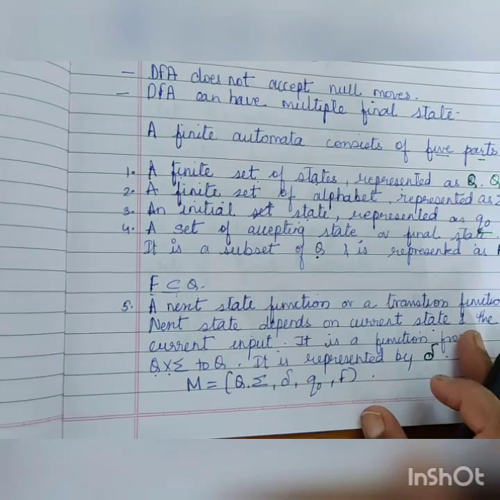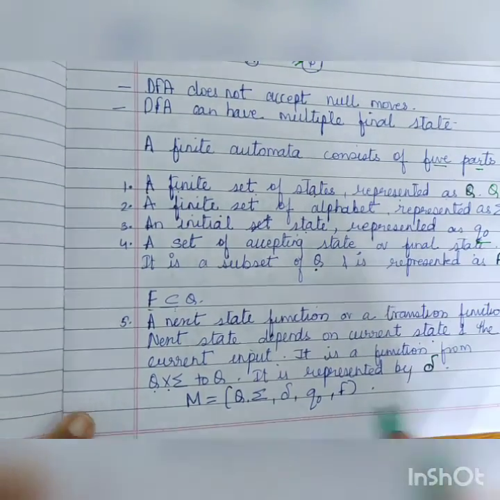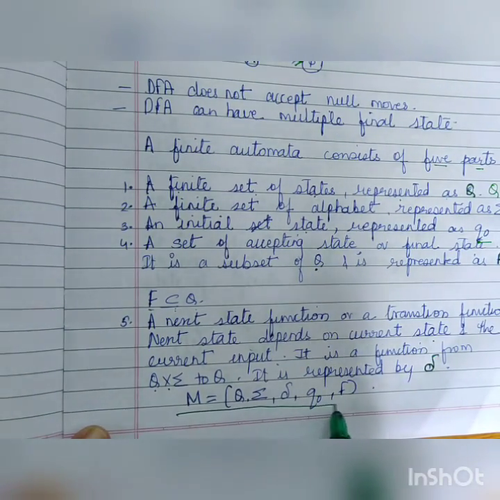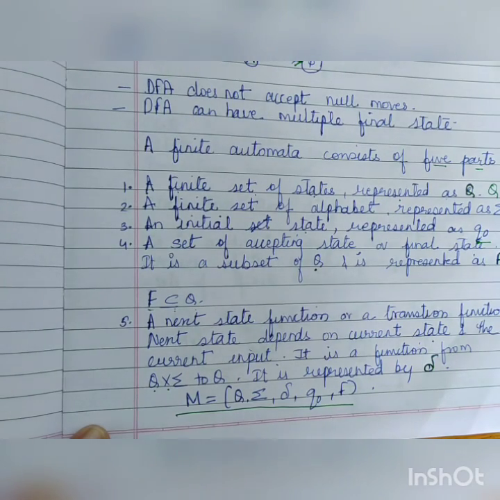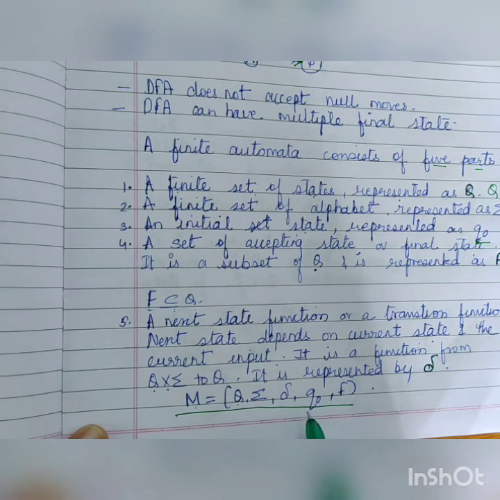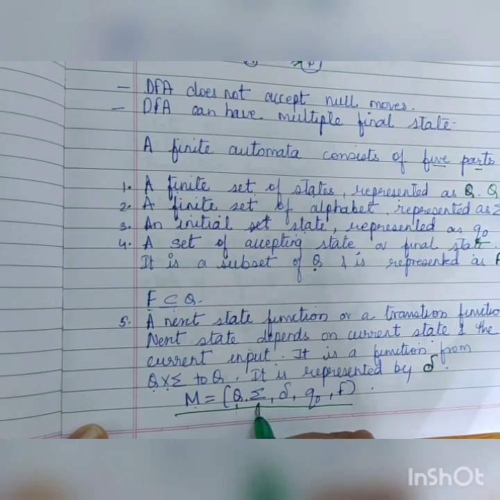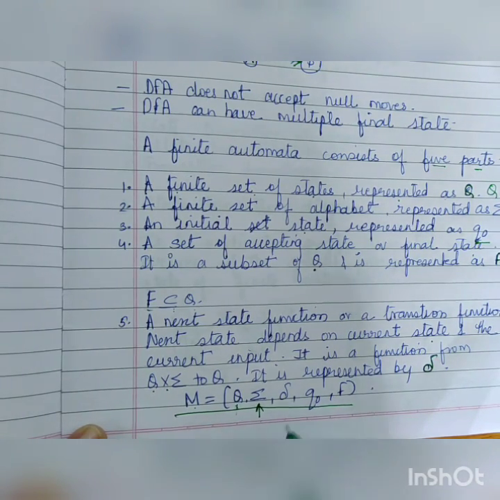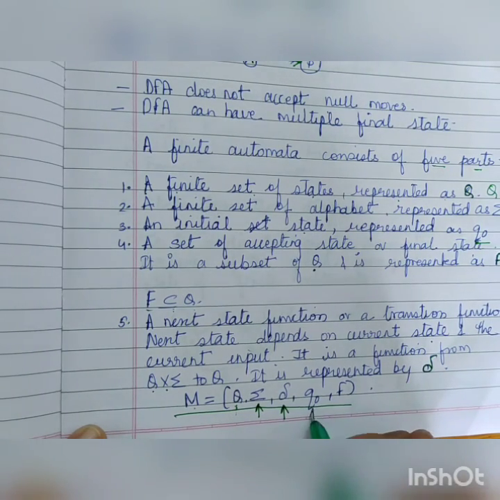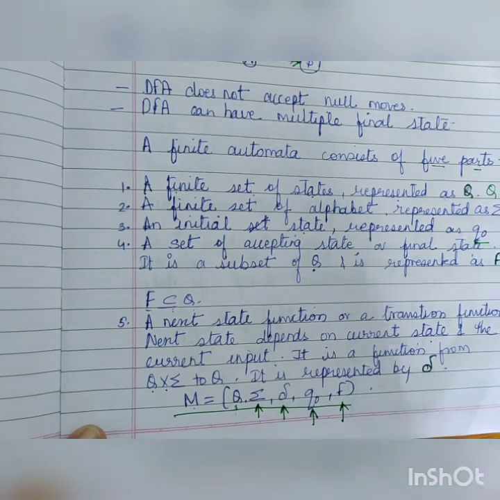So our DFA, that is deterministic finite automata, can be represented with a tuple such that M is the machine with Q, comma, sigma, comma, delta, comma, Q0, comma, F. Q is the set of all the states. Sigma represents the set of all the inputs. Delta represents the transition function. Q0 represents the start state and F represents the final states.